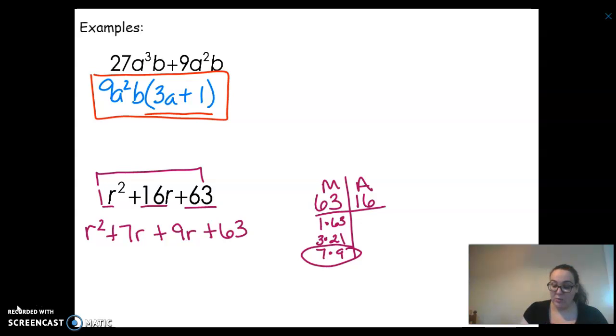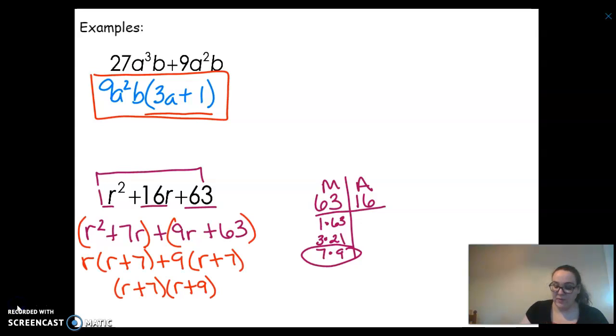At this point, you are ready to group them together and finish your factoring, so go ahead and pause and do so. Alright, so the final answer for this question is this one right here, r plus 7 and r plus 9. Okay, next question.